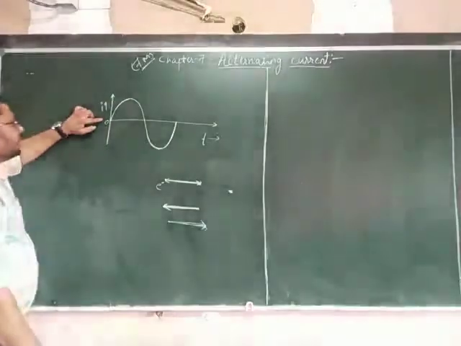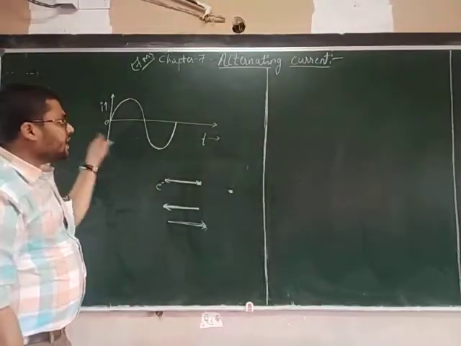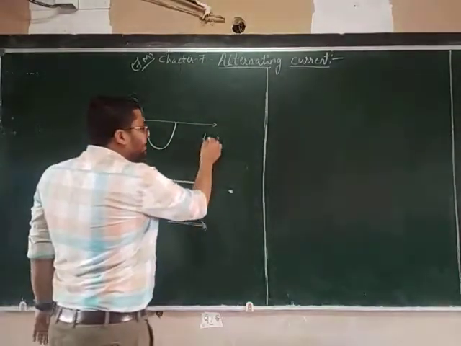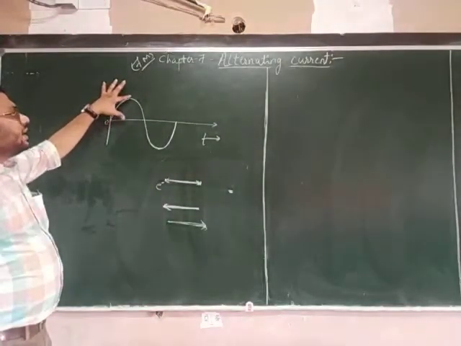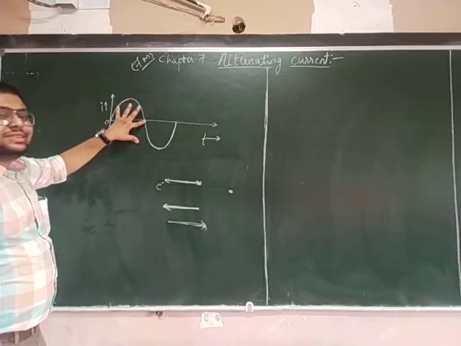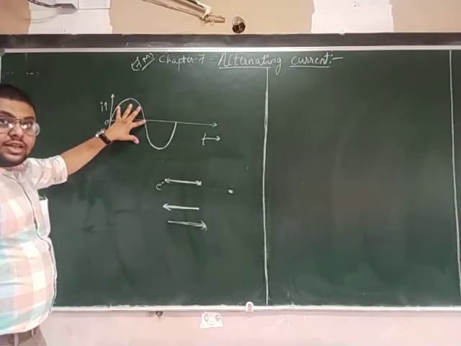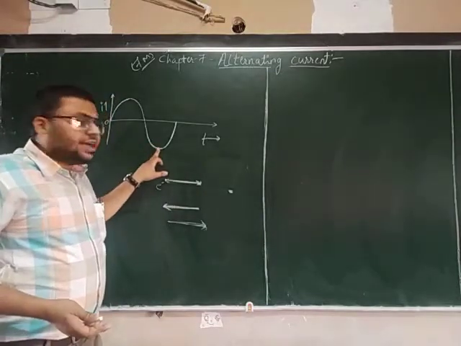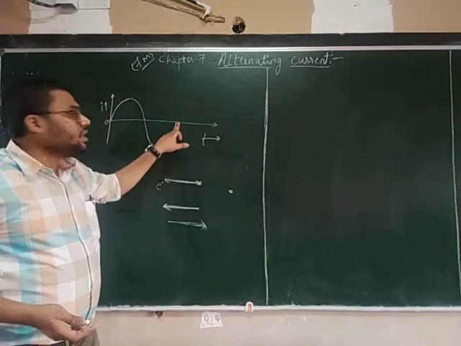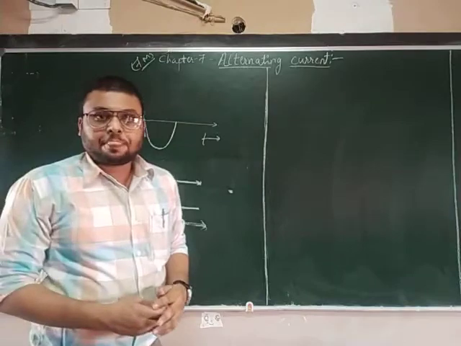Right? So look here, the vertical axis represents current and the horizontal axis represents time. So here, current will gradually increase and come to zero. Next, current will increase in the opposite direction up to this point, and again it will become zero. Is it clear?